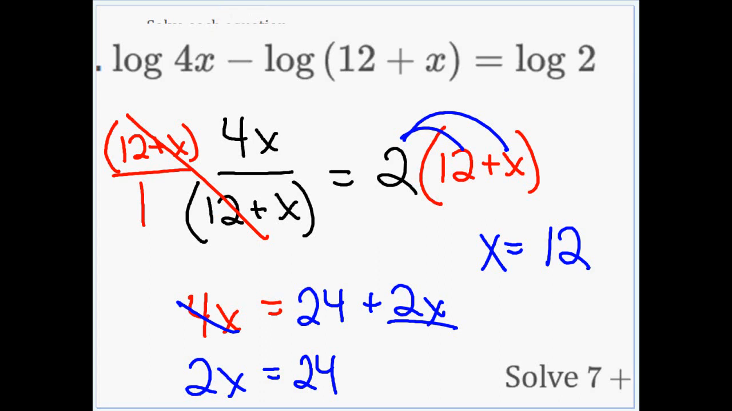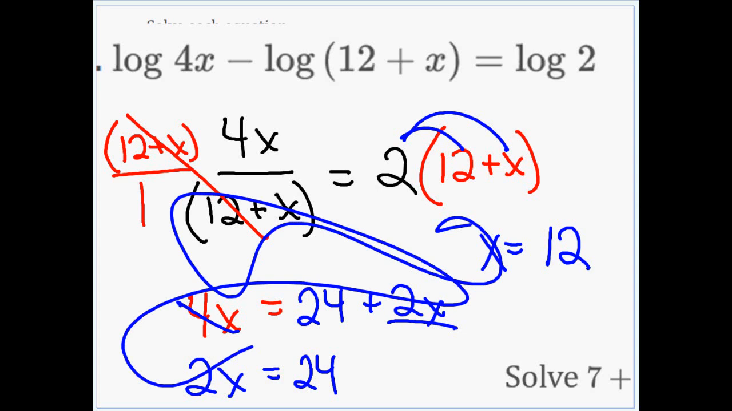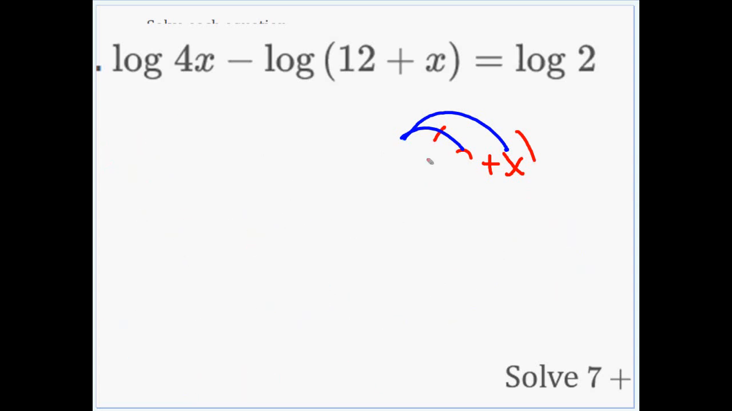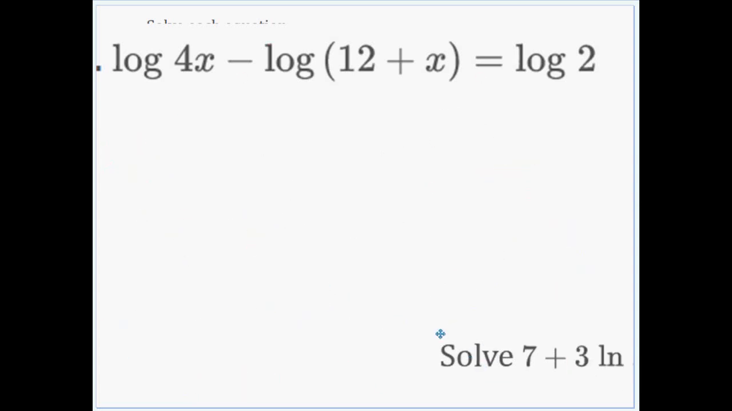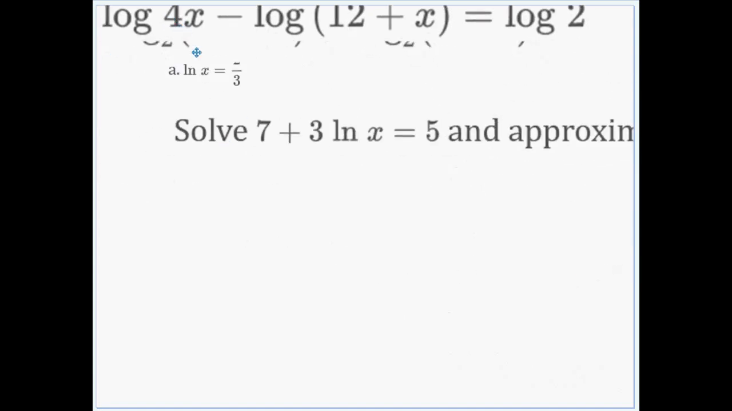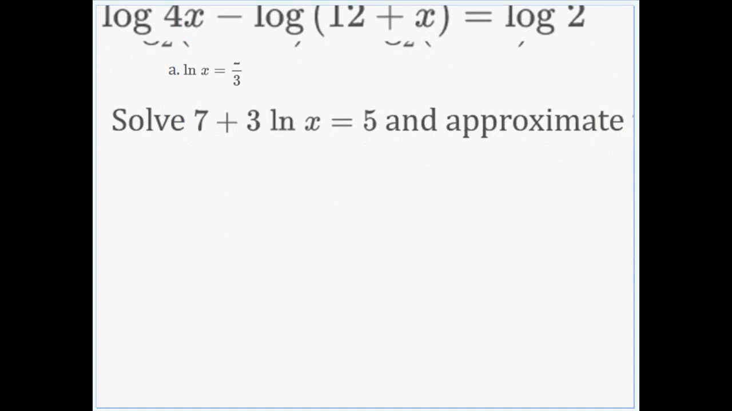Was that the last one? Oh no. I hid this one down here. I don't think we've solved this one yet. No, this is the one they want us to approximate to 3 decimal places. Let me get it here.